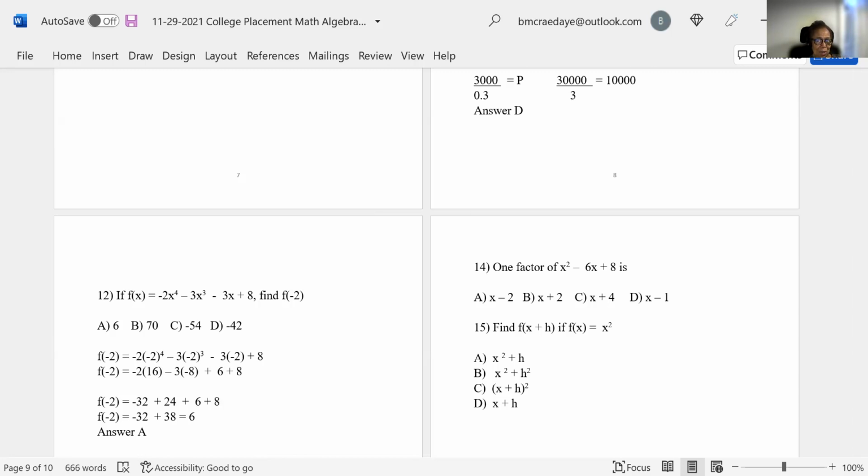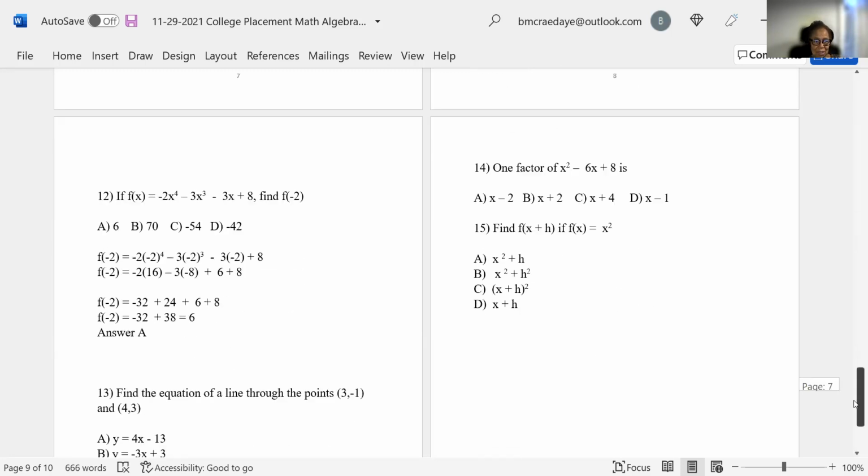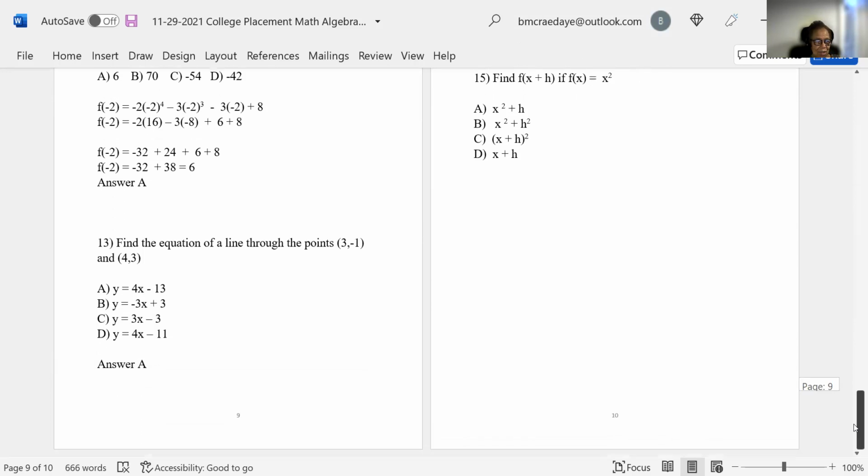That was number 12. Okay, let's look at 13. All right, Maureen, how do you think we solve 13? Find the equation of a line through the points (3, -1) and (4, 3). Now, those are XY points. Now, how do you find slope?